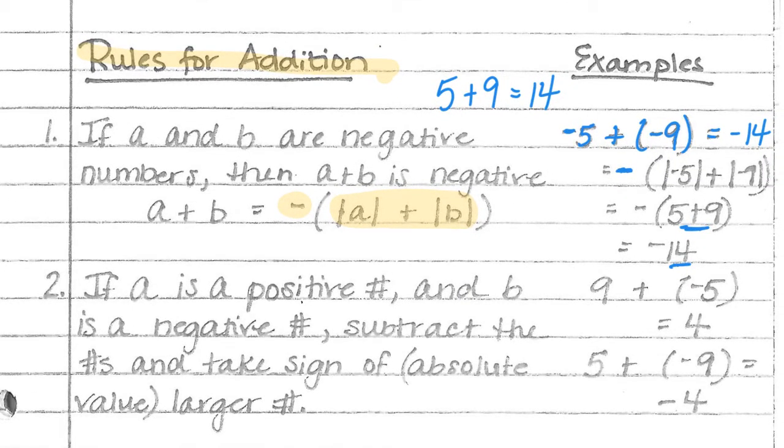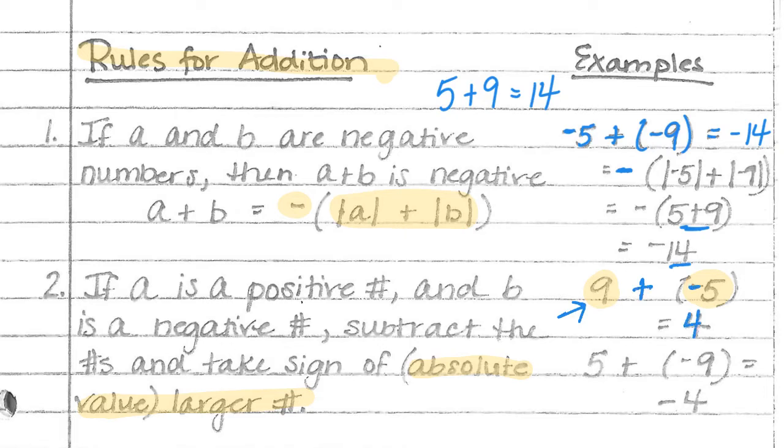Moving on to statement number 2. If A is a positive number and B is a negative number, subtract the numbers and take the sign of, notice they say the absolute value, the sign of the larger number. So we have 9 and negative 5. I'm going to take the sign of the larger number in absolute value. I know this is really just add a negative like you learned in Saxon Math. 9 plus a negative 5 is positive 4.